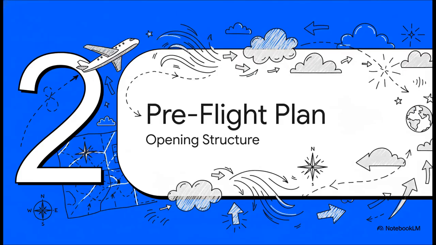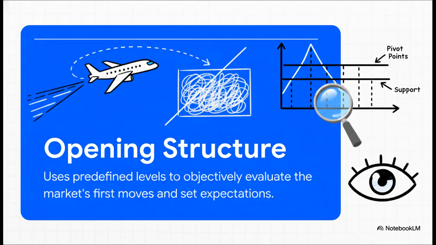Every good flight starts with a solid plan. And in this framework, that plan is called the opening structure. It's all about setting the stage for the day ahead. So the opening structure is literally your pre-flight check. Before things even really get going, you already have your key levels defined, your pivot points, support, and resistance. This lets you objectively evaluate the market's first moves, so you're not just having a knee-jerk reaction to a big price gap at the open.